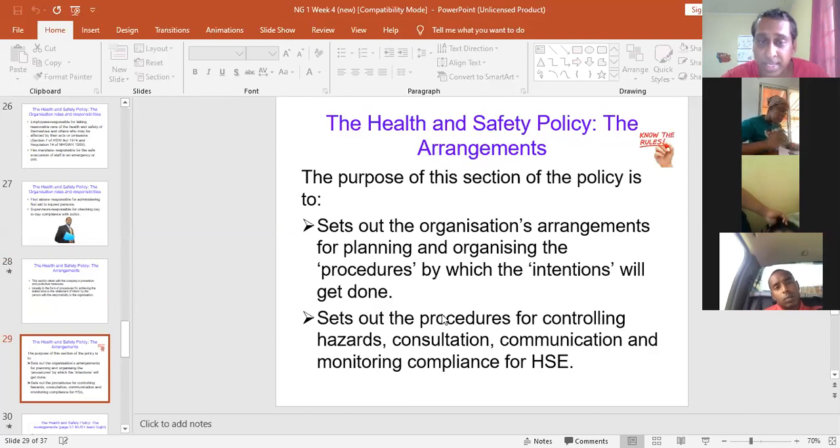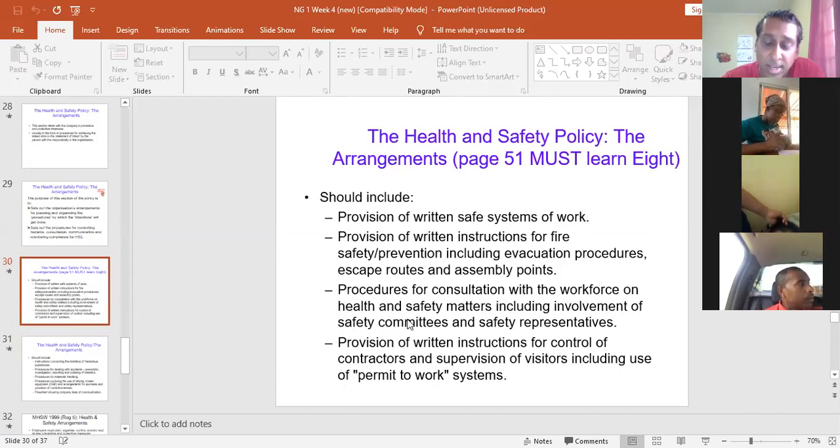Arrangements are really procedures. In the UK, the word they say is arrangements. In Trinidad and Tobago, we understand it to be procedures. Not to mention, they said that it is procedures for getting the intentions done. So then all you need is about 8 arrangements, right? You need 8 arrangements for getting the work done.